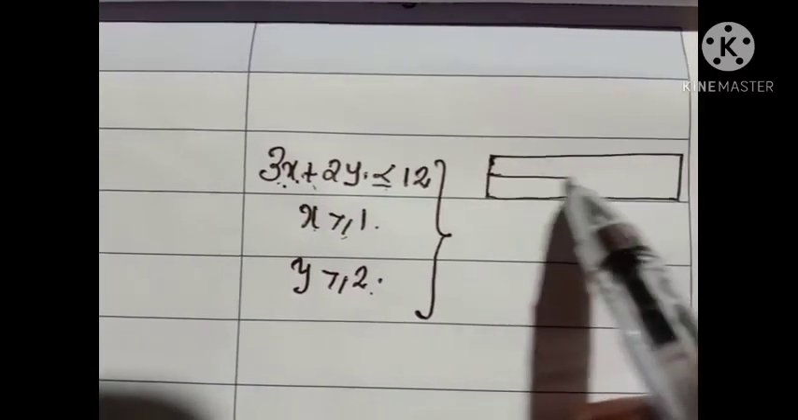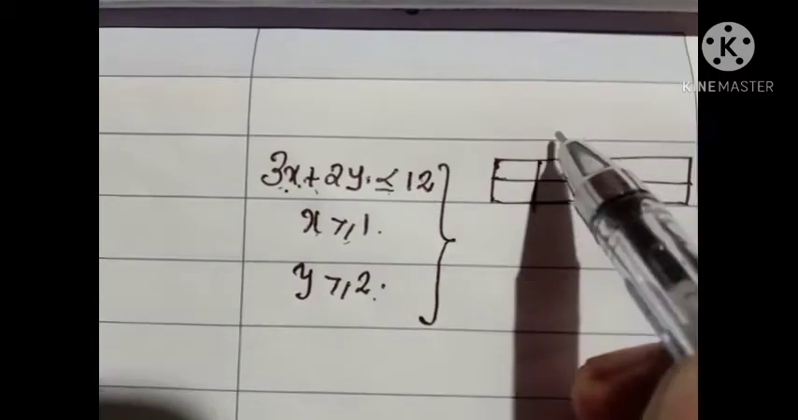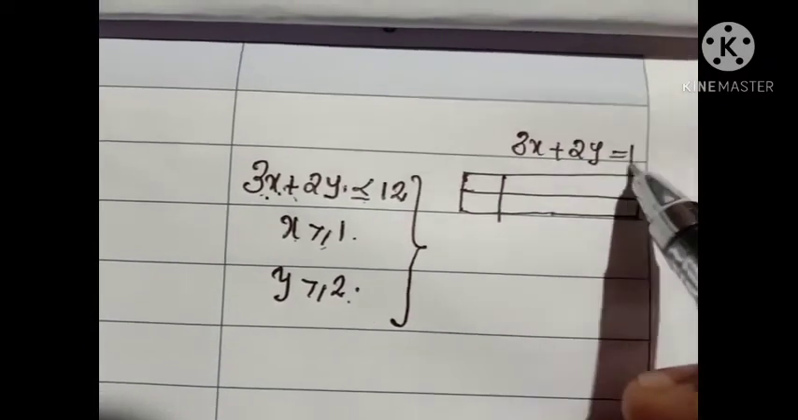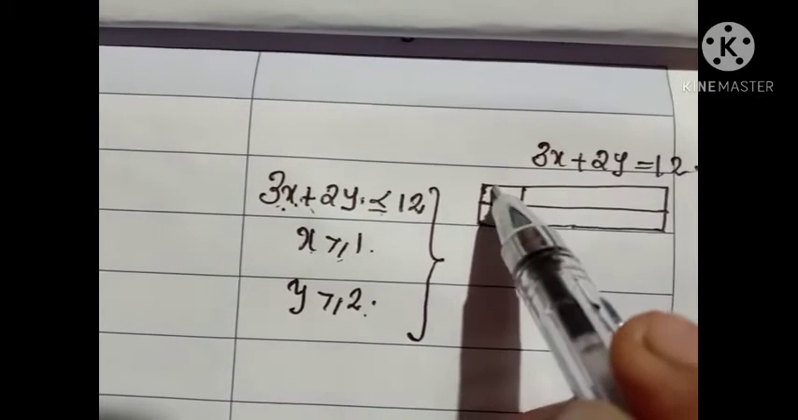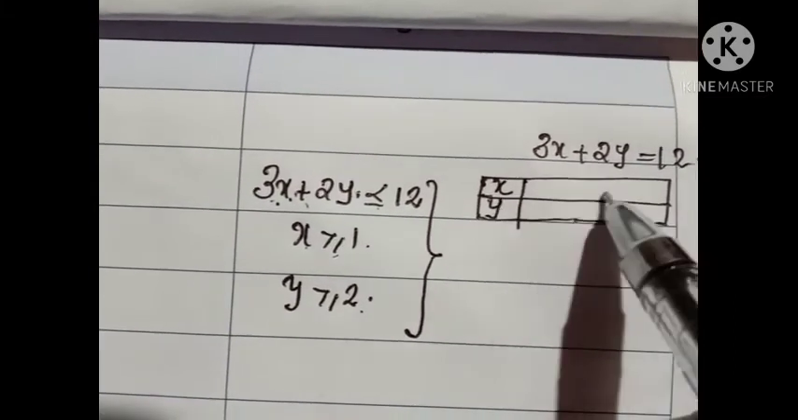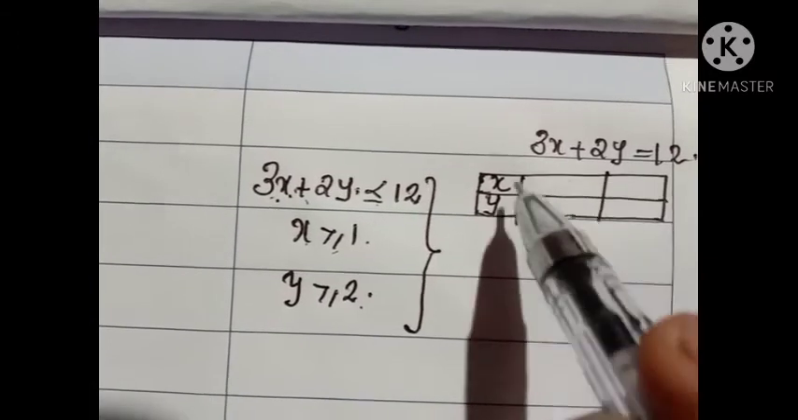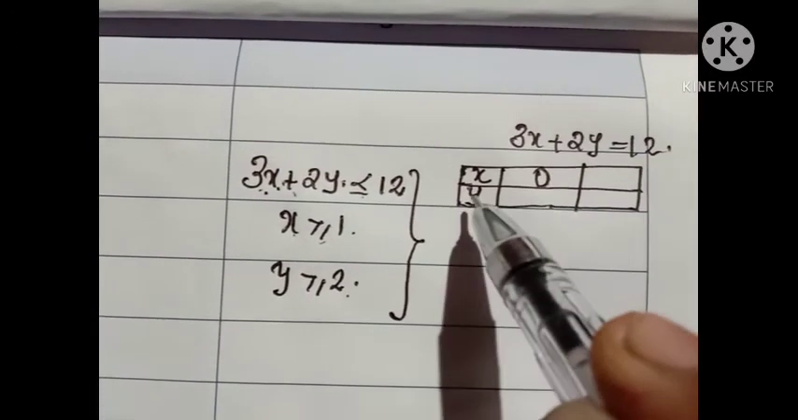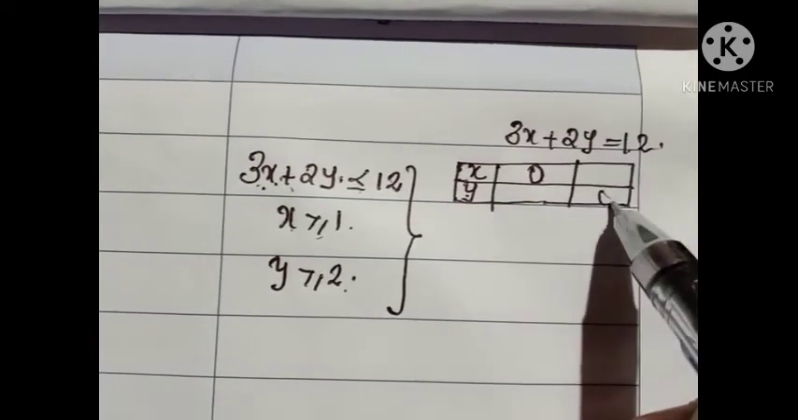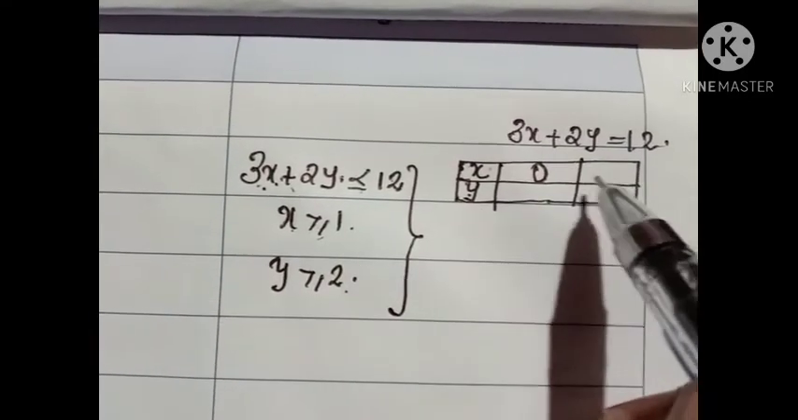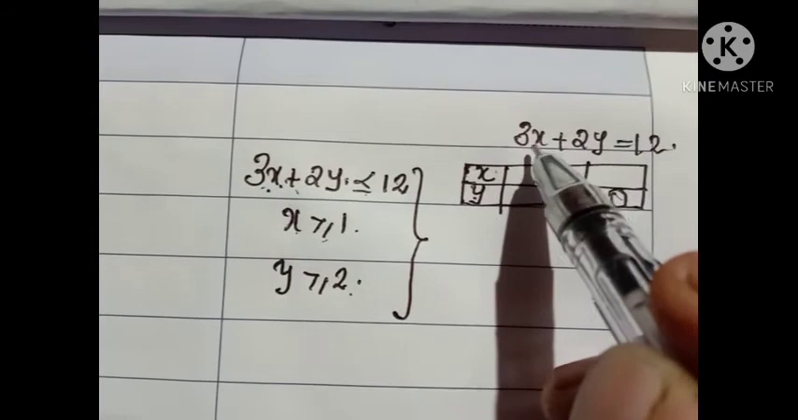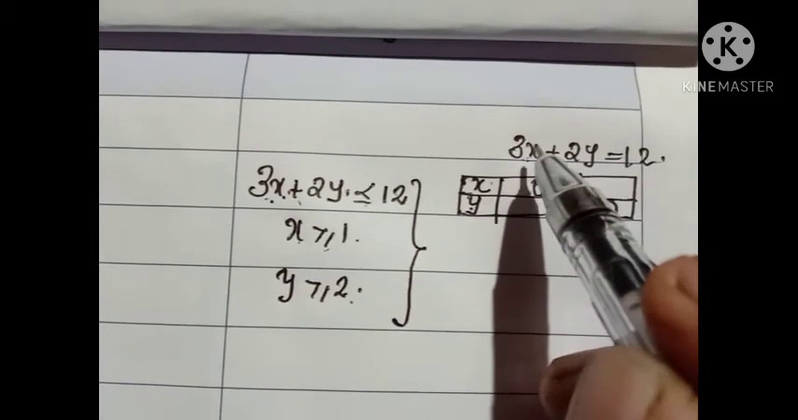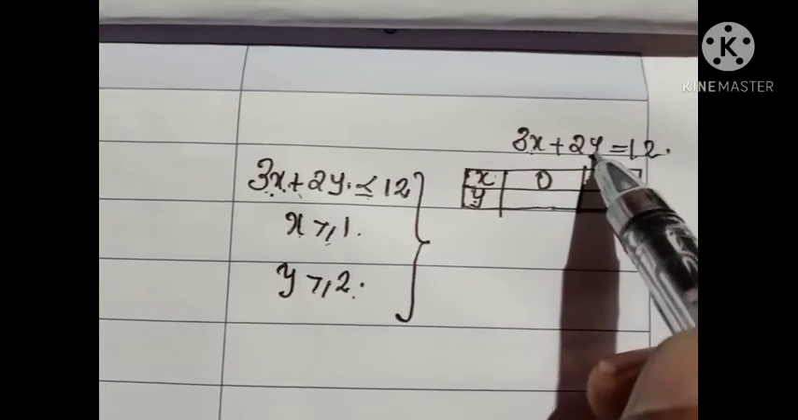Okay, and consider this inequality as an equality: 3x plus 2y is equal to 12. Then find the x coordinates and y coordinates. For our convenience, we consider x equal to 0, then find y, and y equal to 0, then find x. You can select any values for x and y, and find the corresponding value of the other.